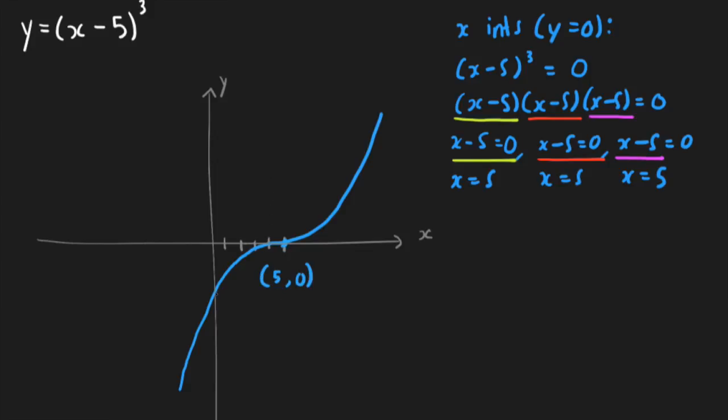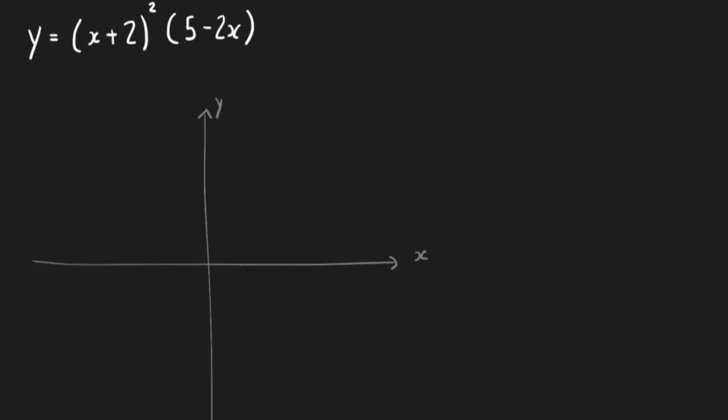Okay, we also need to find the y-intercept. I'll do it really quickly here. The y-intercept is when x is equal to 0, which is -5 cubed, which is -125. So this point is 0, -125. Awesome. Next example.